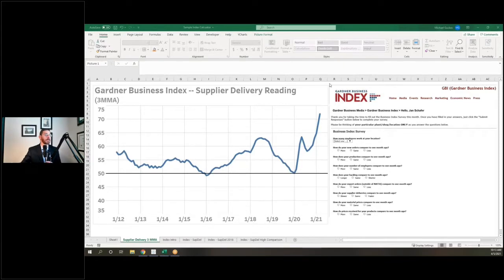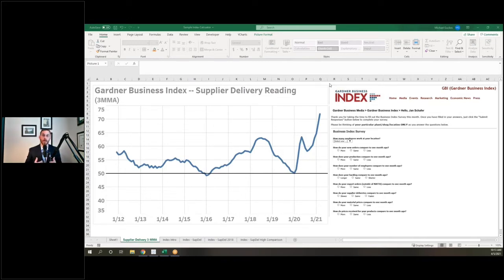What you have here on the screen is, on the right side, the Gardner Business Index survey. This is what is sent out to manufacturers all across the United States each month. And we ask you 10 questions or so. And each of those questions has a 3-part response to it. Each one, for the most part, says more, the same, or less. And we use those responses in a weighted average. So for example, the top question with a 3-part response says, how do your new orders compare to 1 month ago? More, the same, or less?